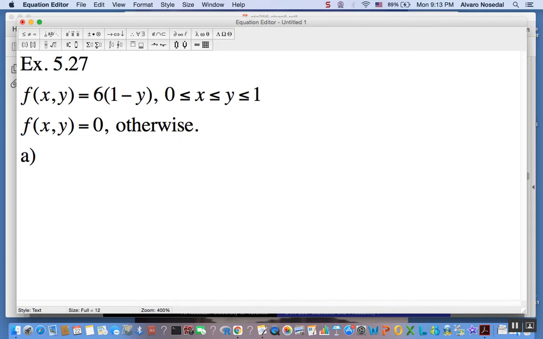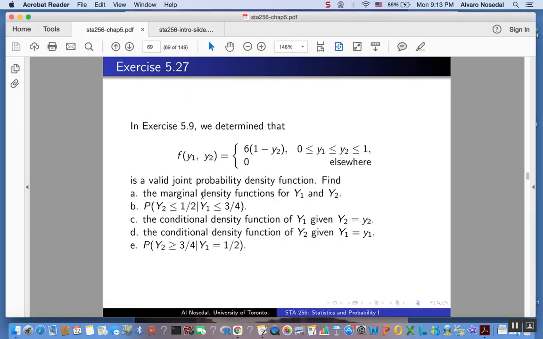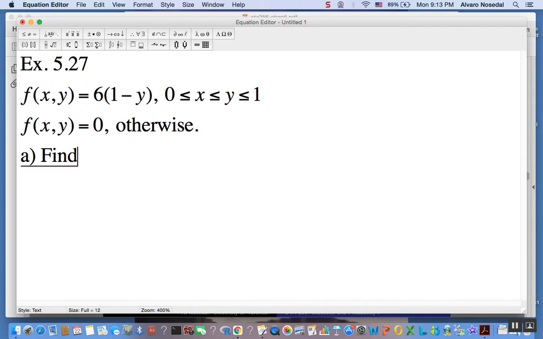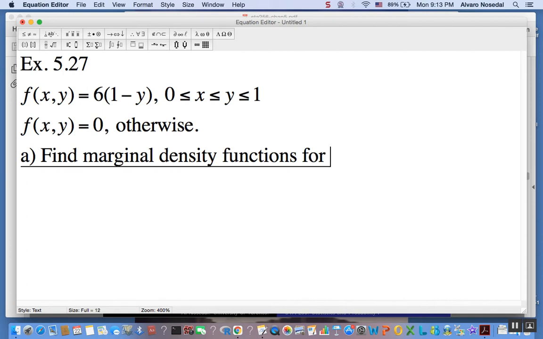Part A, as we said, is about finding the marginal density functions. How about we find the marginal density functions for x and y.